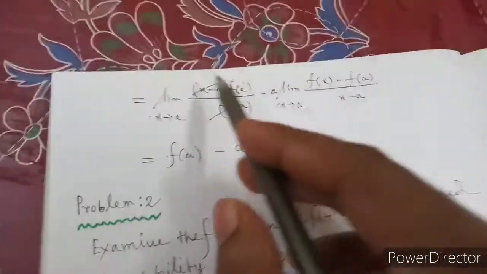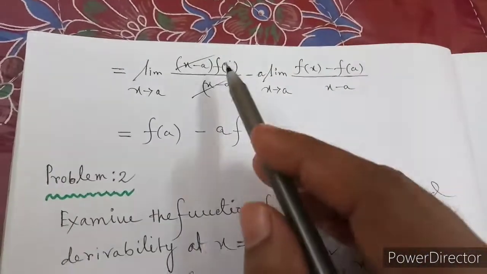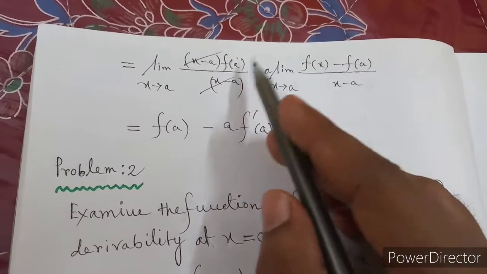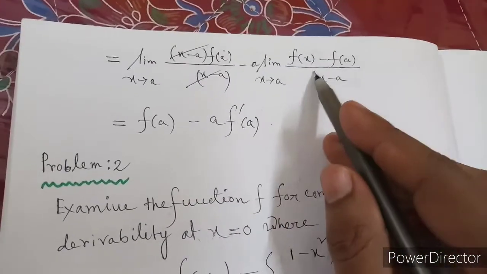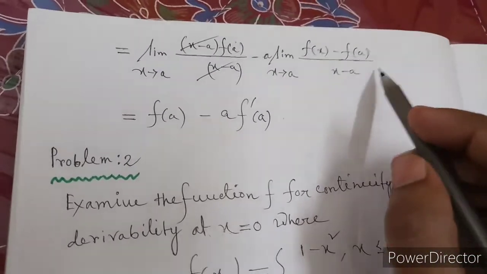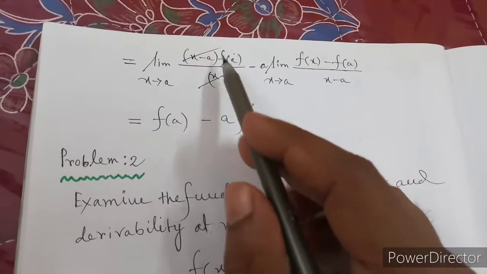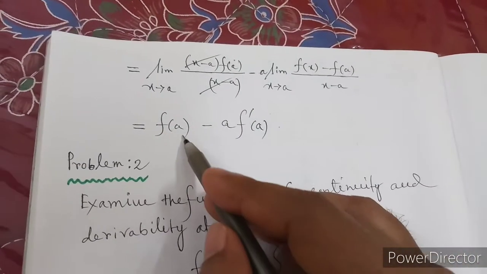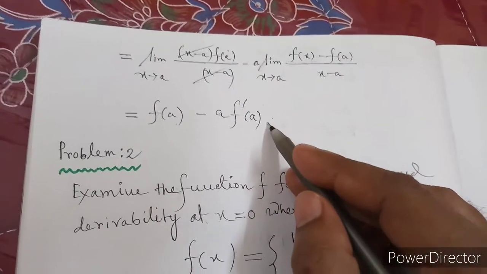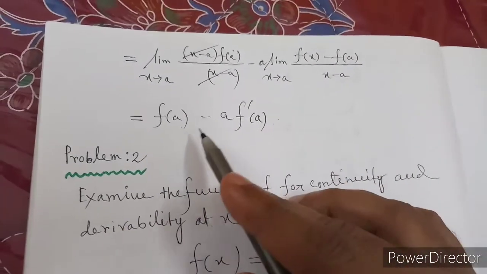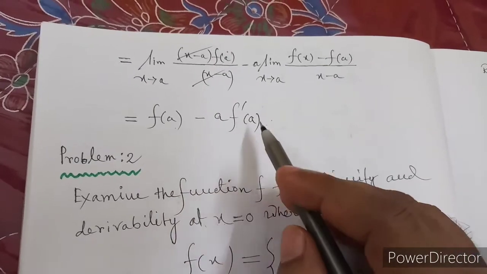Sure. So now separate it. So this should be the limit as x tends to a of (x minus a) into f(a) by (x minus a), minus a into the limit as x tends to a of (f(x) minus f(a)) by (x minus a). And the x minus a cancels out, and that should be f(a). And this one is f dash of a, so put f dash of a. So now your answer is f(a) minus a f dash of a.